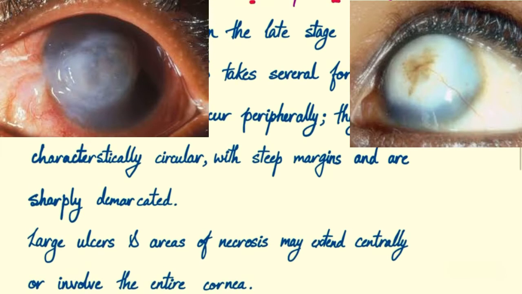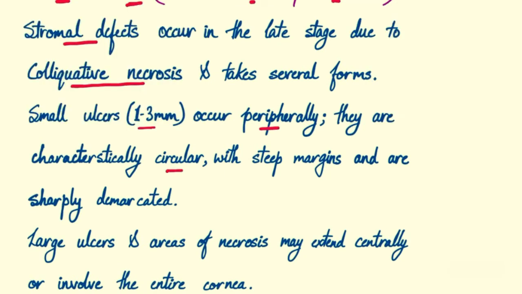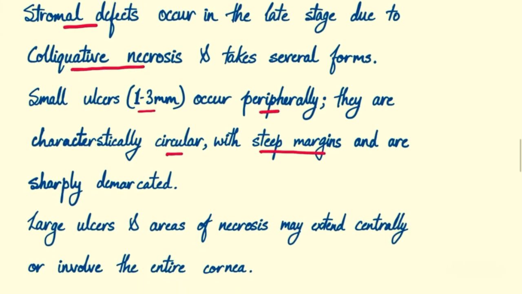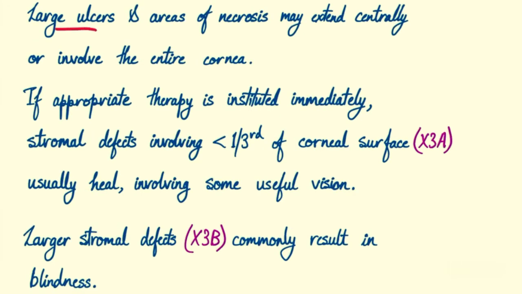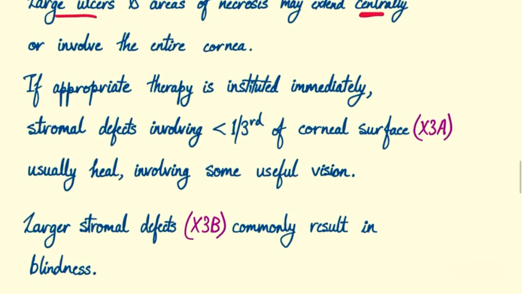Small ulcers, 1 to 3 millimeter, occur peripherally. They are characteristically circular with steep margins and are sharply demarcated. Large ulcers are areas of necrosis that may extend centrally or involve the entire cornea if appropriate therapy is not instituted.